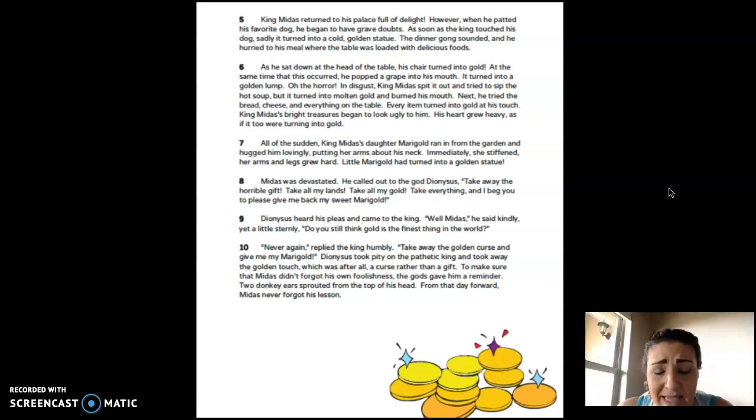"Never again," replied the king humbly. "Take away the golden curse and give me my Marigold." Dionysus took pity on the pathetic king and took away the golden touch, which was, after all, a curse rather than a gift. To make sure that Midas didn't forget his own foolishness, the gods gave him a reminder. Two donkey ears sprouted from the top of his head. From that day forward, Midas never forgot his lesson. So this story has a theme too.